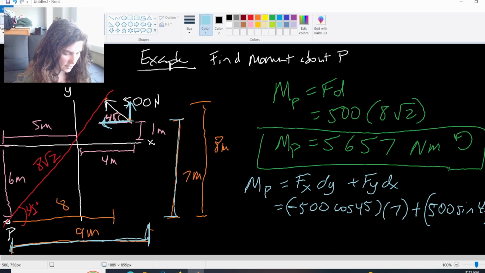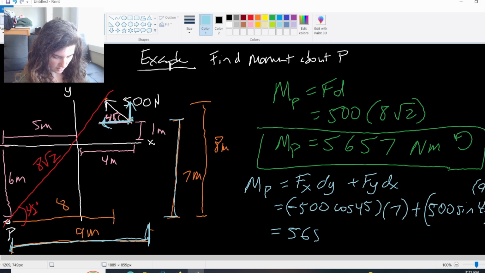9 meters, and that's the distance from the point to the start point of the force. That's multiplied by 9. If I plug that into my calculator, 500 sine 45 times 9 plus 500 cosine 45 times 7, I get 5,657 Newton meters.